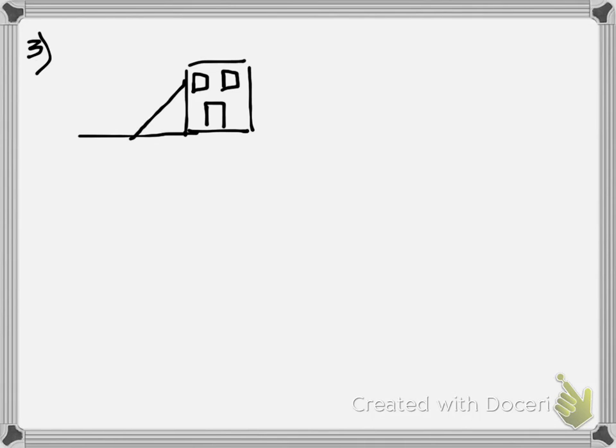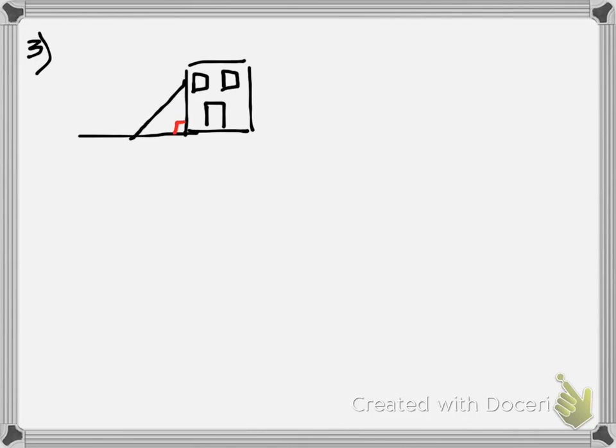So where is the right angle in this problem? Yeah, where? Between the ladder and the house. Right here is where it's always going to be. It's where the house meets the ground.